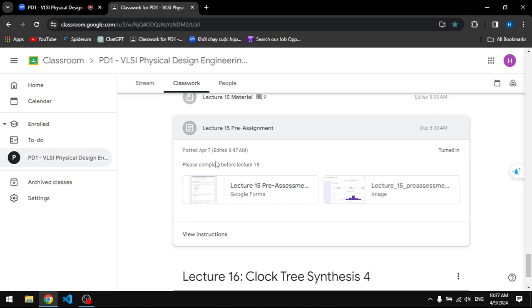Okay, so the next stage is, once it goes through, it goes through clustering.